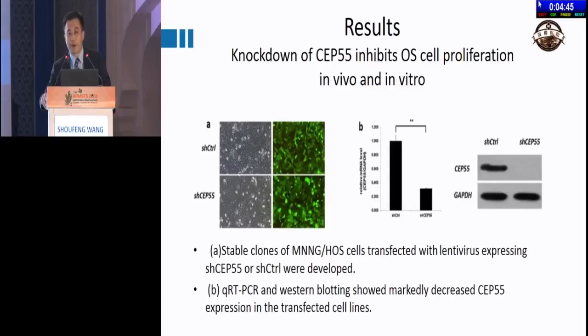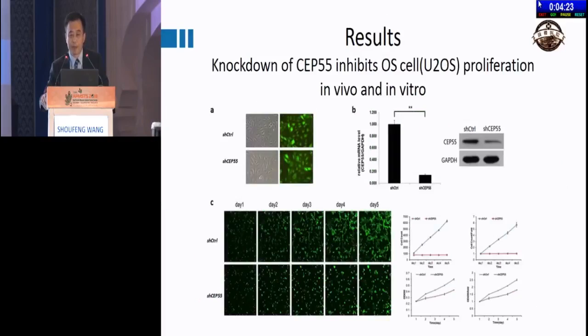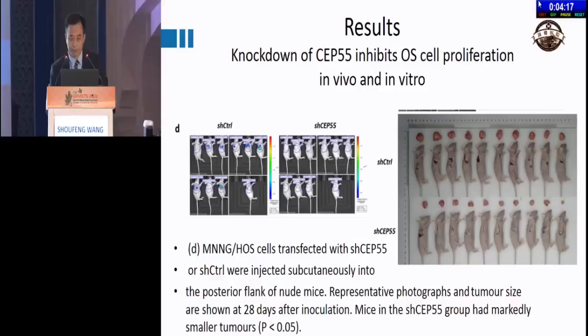We can say that after we knock down the CEP55, the qRT-PCR and Western blot markedly showed decreased CEP55 expression in the transfected cell lines. Also, after knockdown of the CEP55, the cells had lower proliferation activities than the control groups. In another cell line, we can see that after knockdown of the CEP55, the proliferation was inhibited.